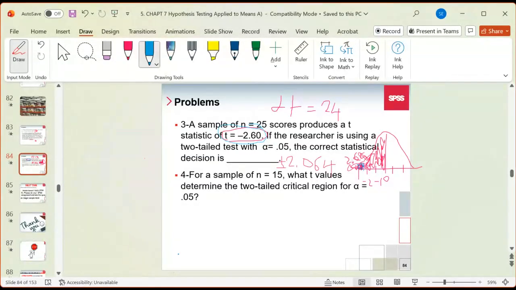And then this one, for a sample of 15, what t-value determines the two-tailed test? It's the same thing. n is 15, so df is 14, alpha is 0.05, two-tail. It asks what the critical value for the t is. Just look it up like I just showed you.